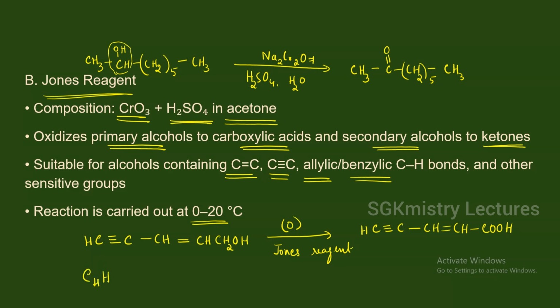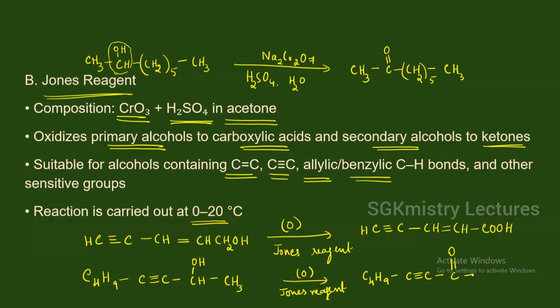Next, let us take one more example, C4H9, C triple bond C. Here we have CH, OH. This is a secondary alcohol. So we know that secondary alcohols in the presence of Jones reagent, you're going to get the ketone. Yes, C4H9, C triple bond C. Here now CHOH will be converted to C double bond O, and then you have CH3.